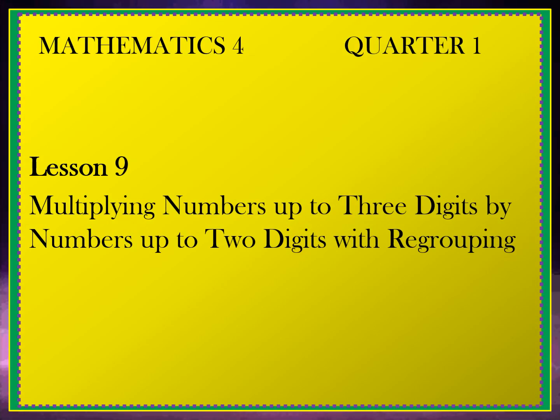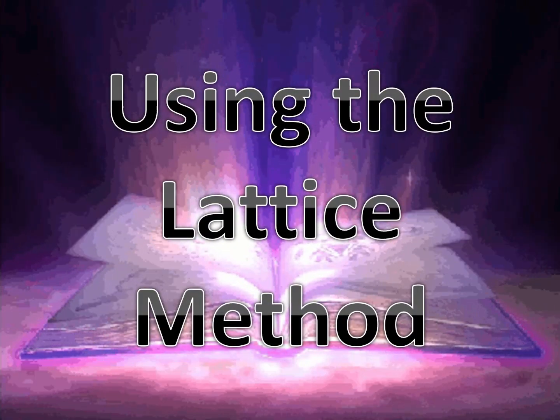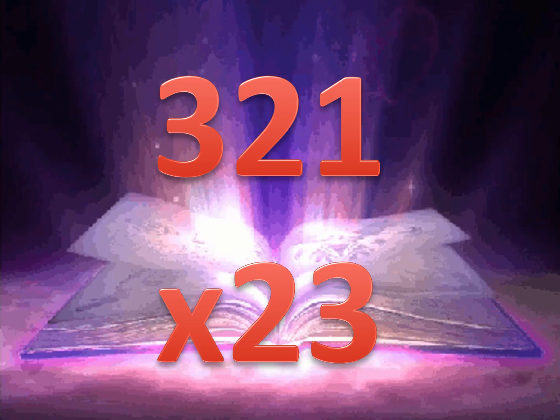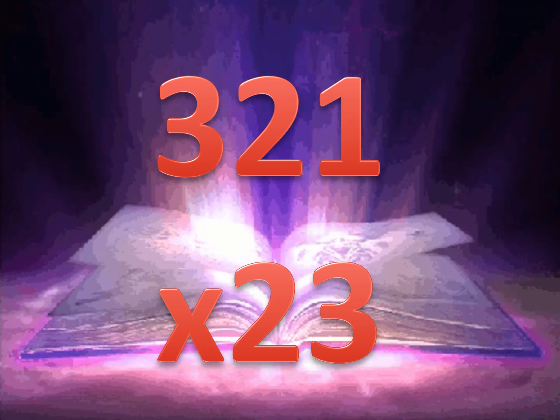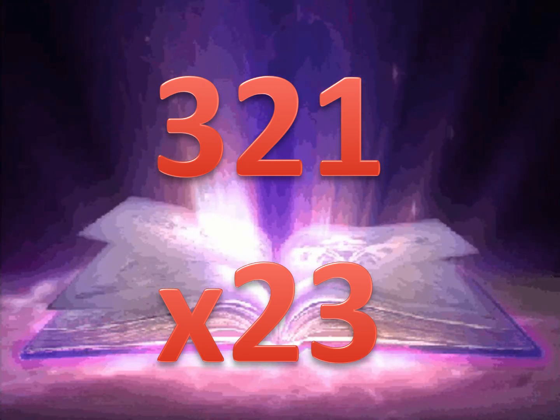Lesson 9. Multiplying numbers up to 3 digits by numbers up to 2 digits with regrouping. Using the lattice method, we need to find the product of 321 by 23.